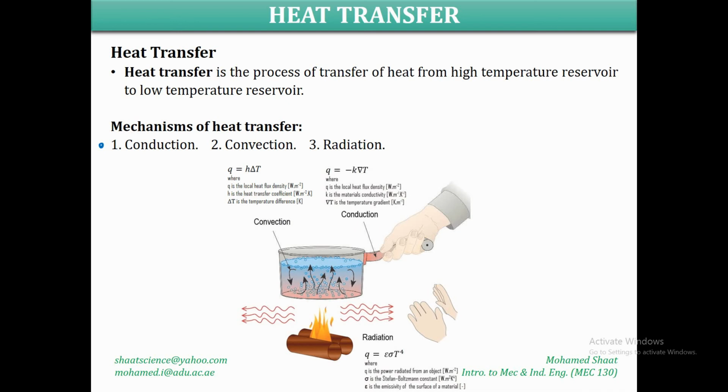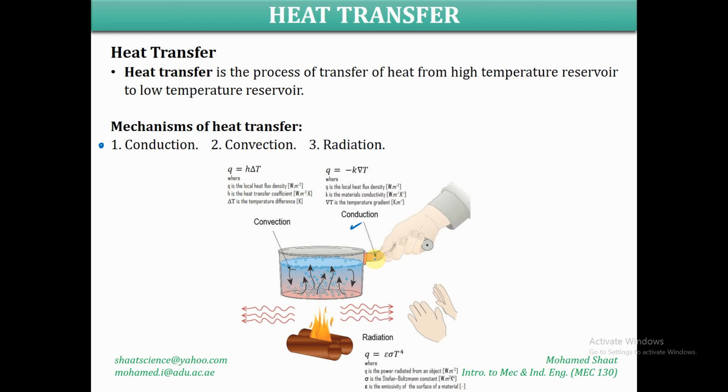For example, the first one is conduction. Conduction, as we mentioned, requires a solid medium to allow heat transfer from the high-temperature source to the low-temperature source. Your bare hand is the low-temperature reservoir. It is at room temperature in the beginning, and the water itself is the hot source. This is the hot part, and the heat is going to be transferred from the hot side to the cold side through a solid medium.